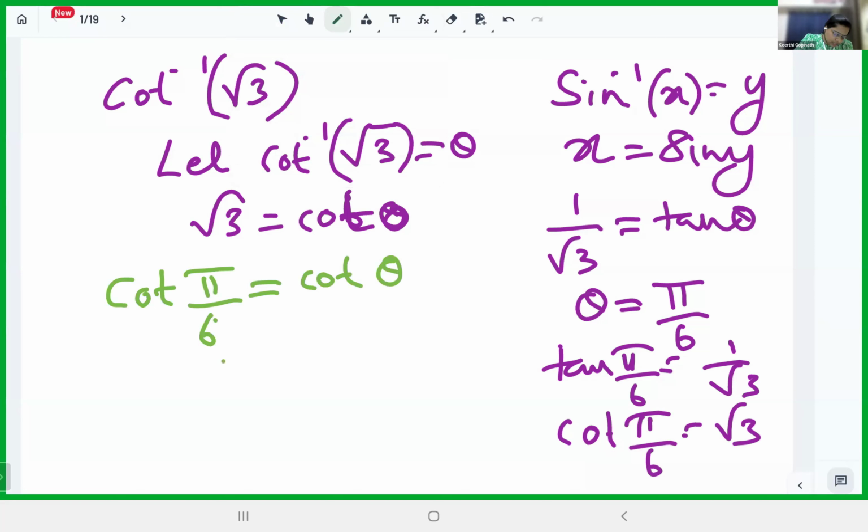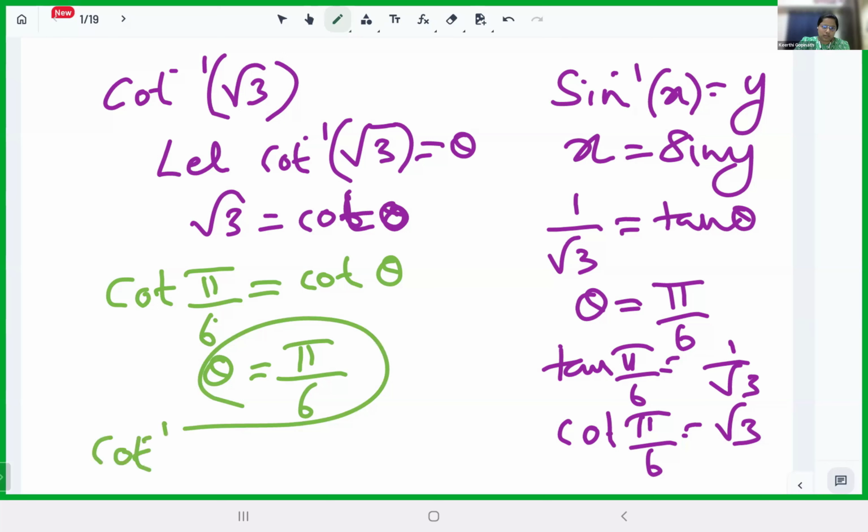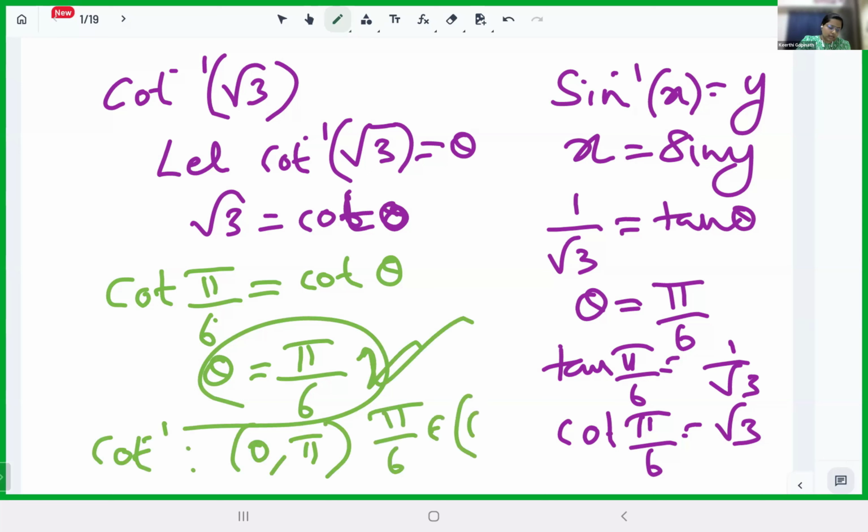From this, what can you understand? Theta is equal to pi by 6. Okay, is that clear to you? Now we have to check whether this theta belongs to the PVB of cot inverse. What is the PVB of cot inverse? The open interval 0 to pi. Does this pi by 6 belong to this interval? Definitely pi by 6 belongs to the open interval 0 to pi. So we can conclude that the principal value of cot inverse of root 3 is pi by 6.